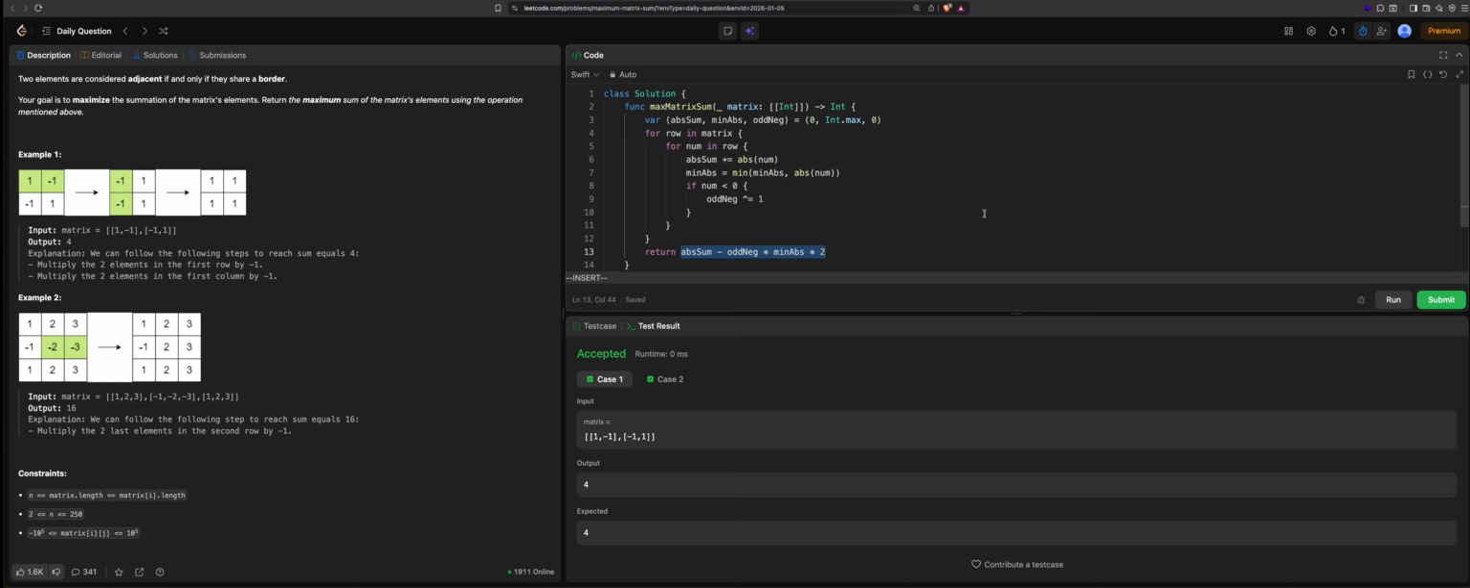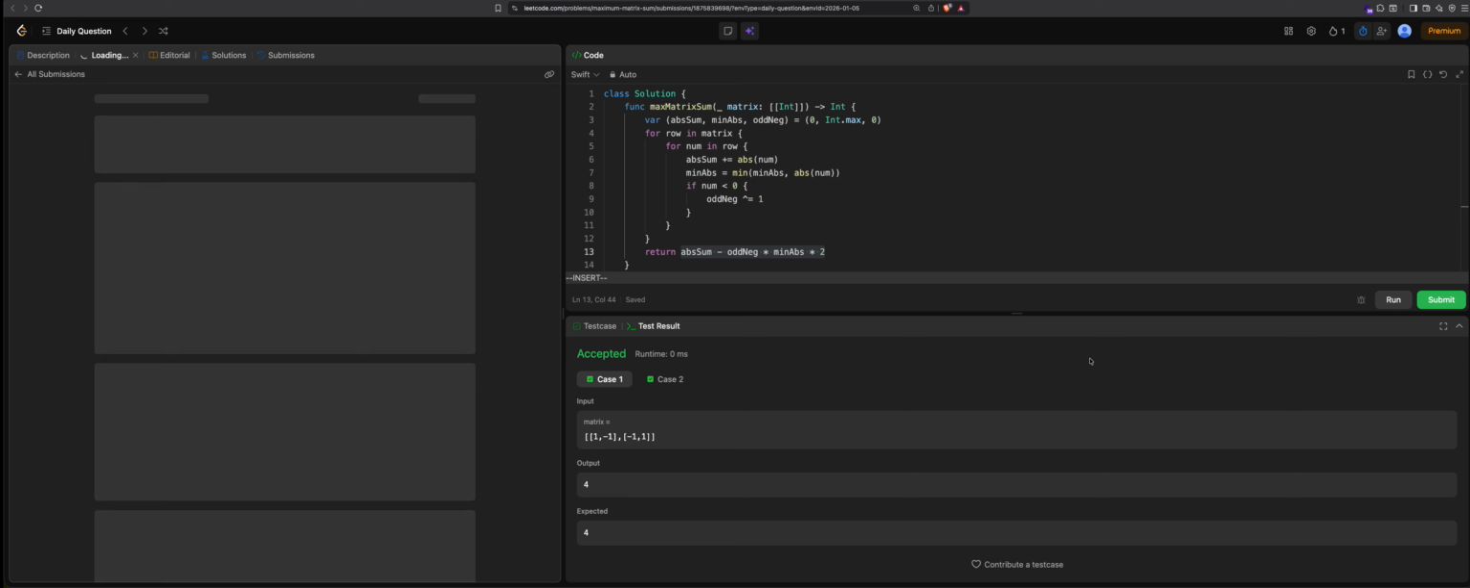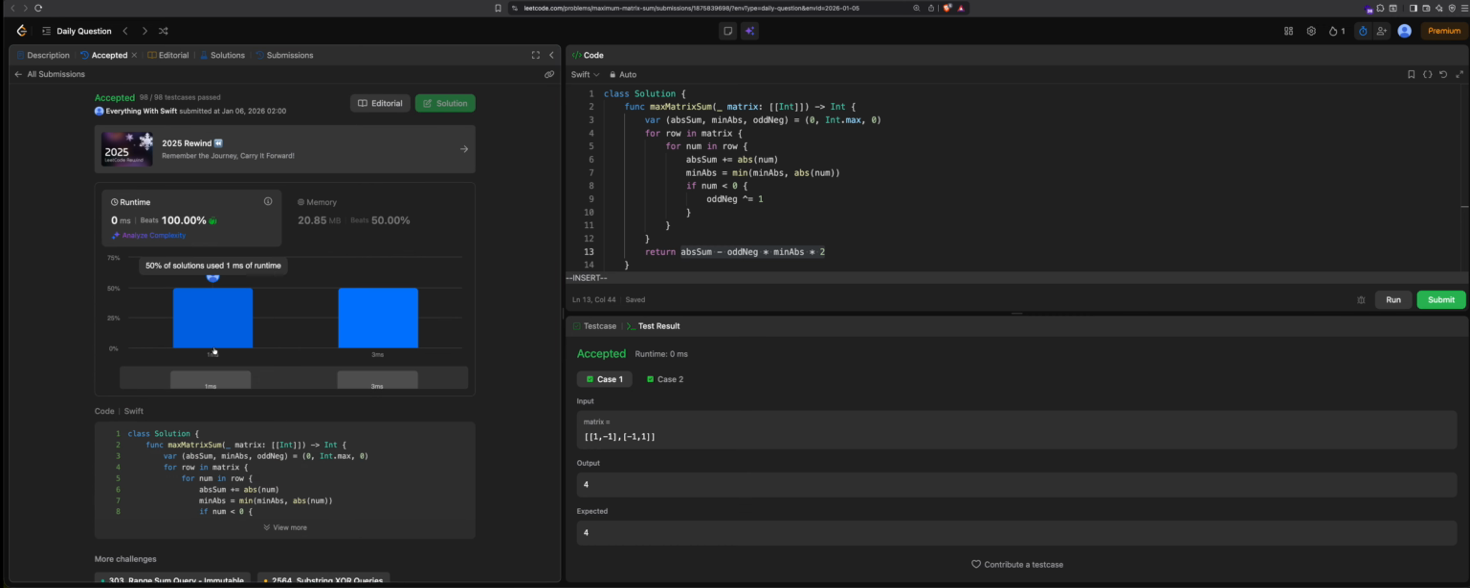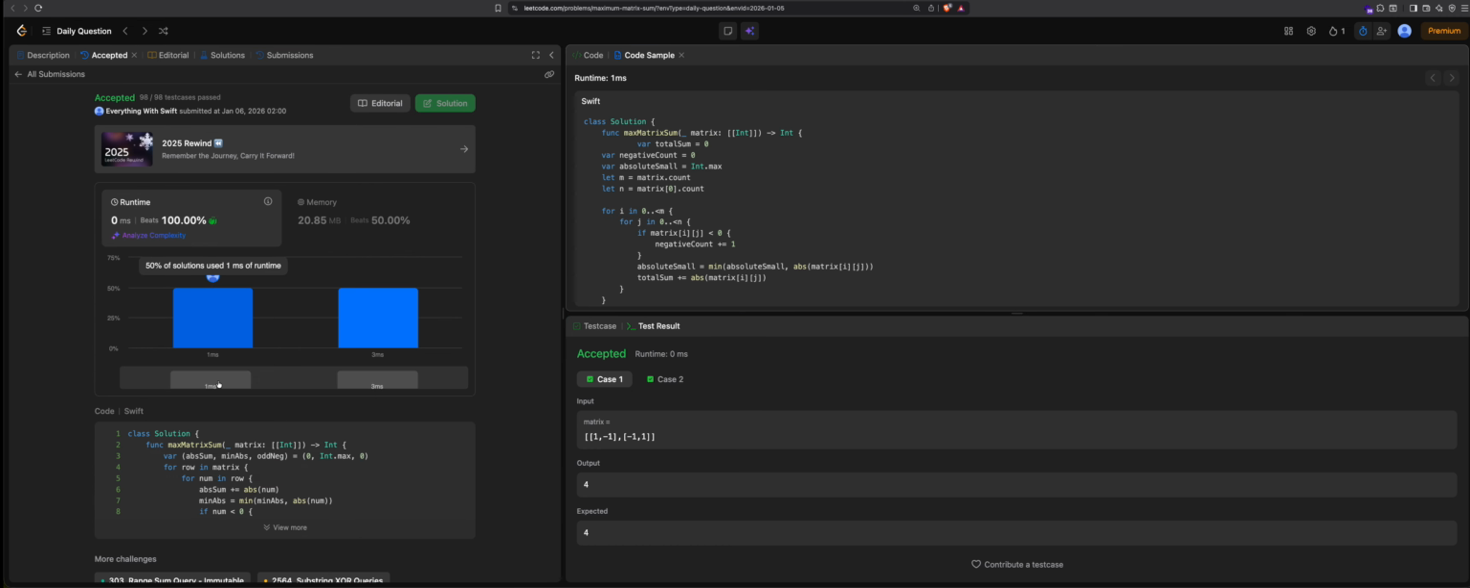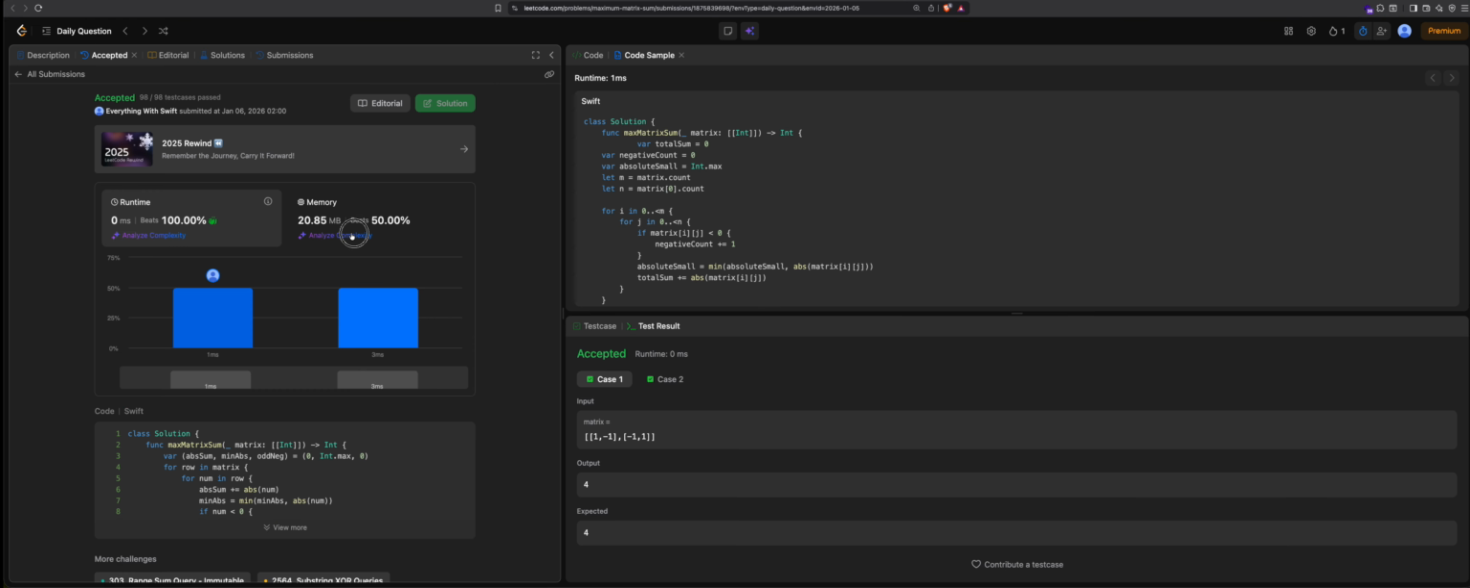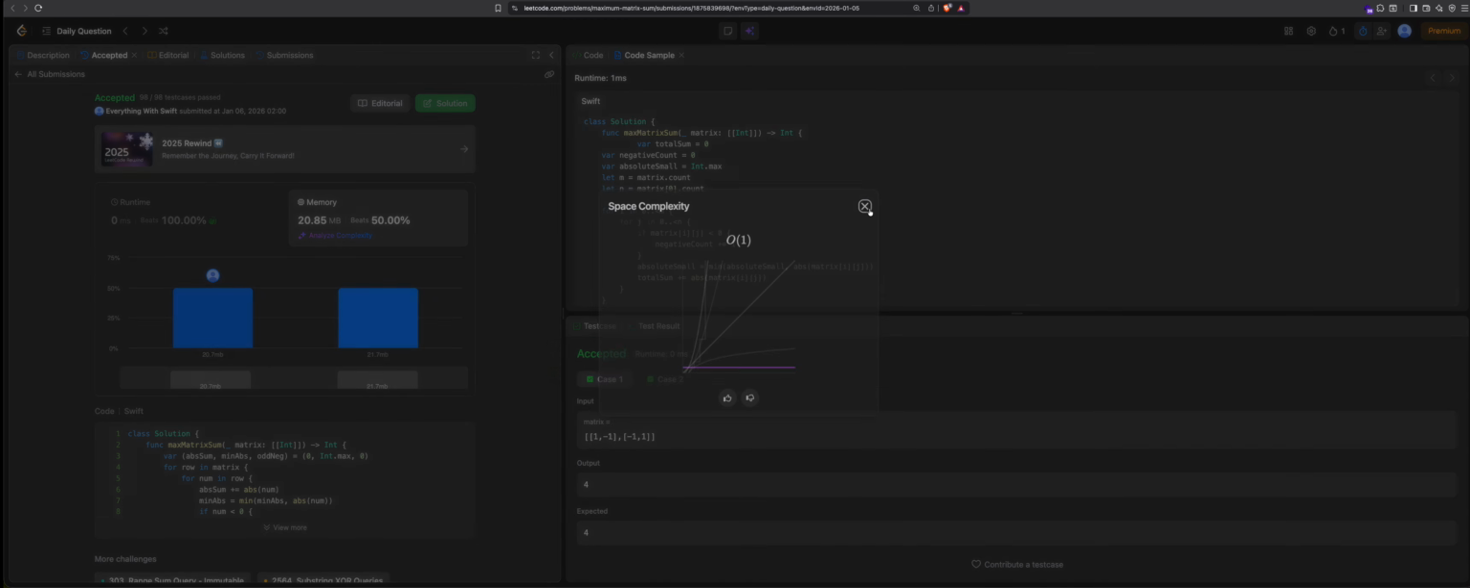Alright, let's try to submit. Yep, I think the time complexity will be of m times n, since we are using the two-dimensional matrix here, and the space complexity will be of 1, since we don't have any extra memory here.